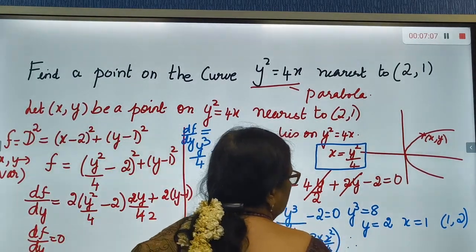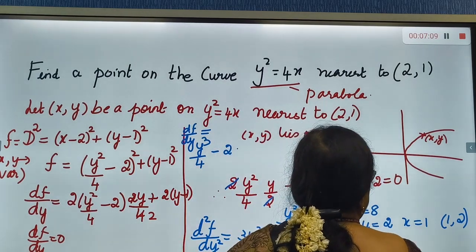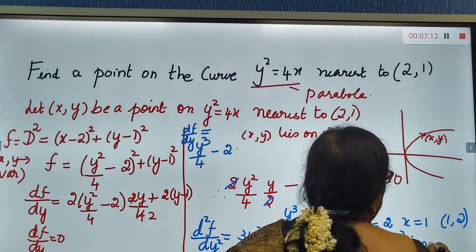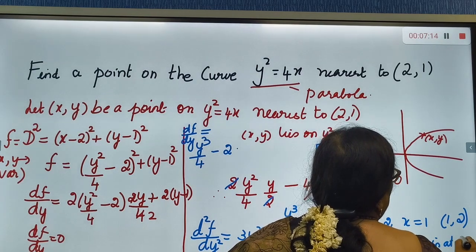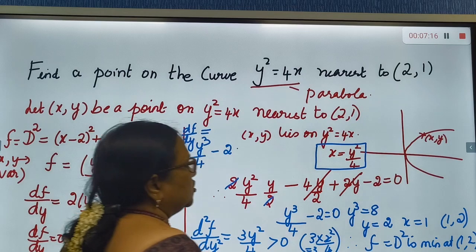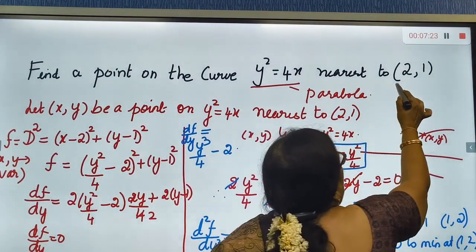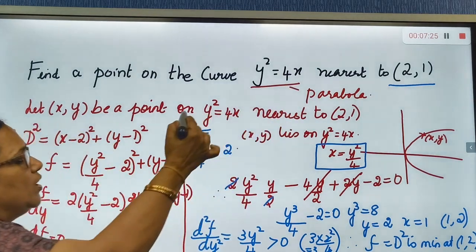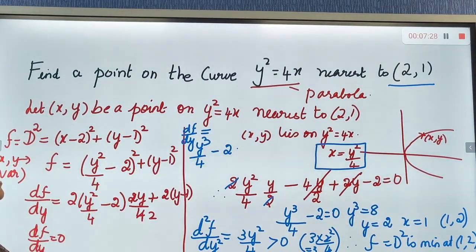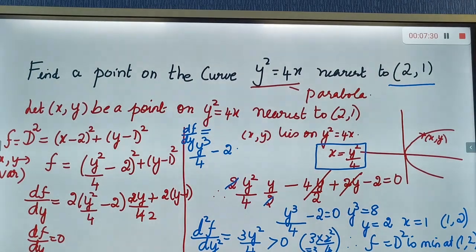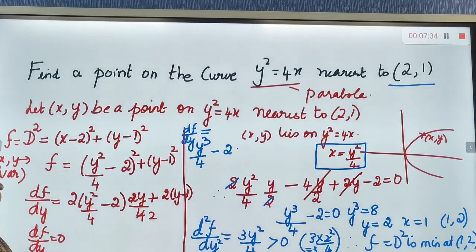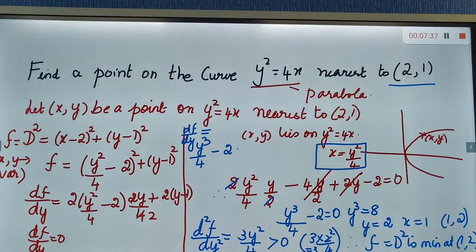Therefore, the distance f, which is equal to d square, is minimum at 1 comma 2. So the minimum distance is from the point 1 comma 2. So the distance from 1 comma 2 to 2 comma 1 is the minimum distance. The point 1 comma 2 on the parabola y square equal to 4x is closest to, nearest to, is at a minimum distance from 2 comma 1.